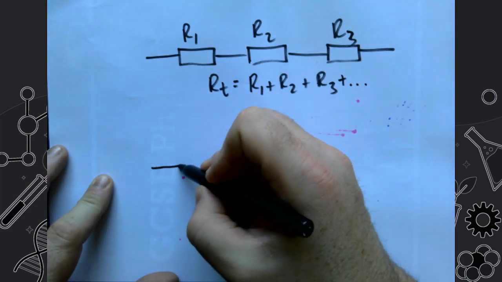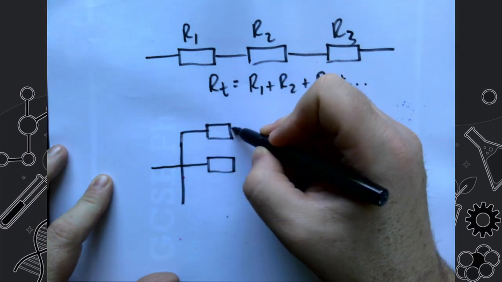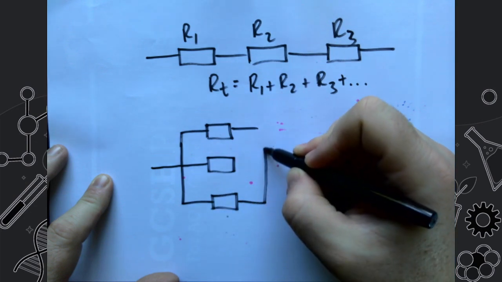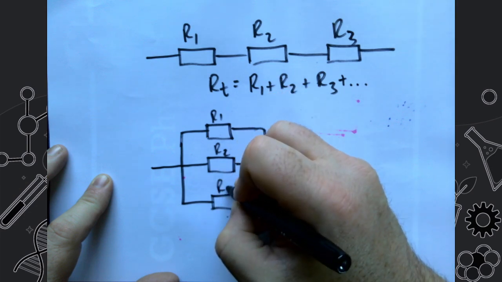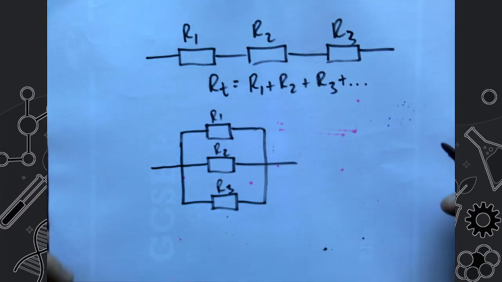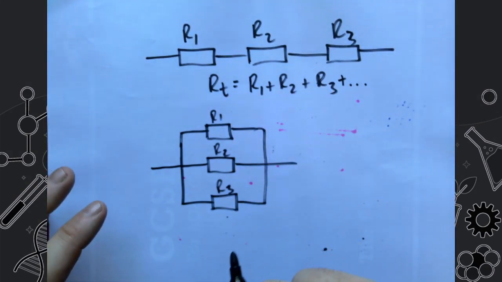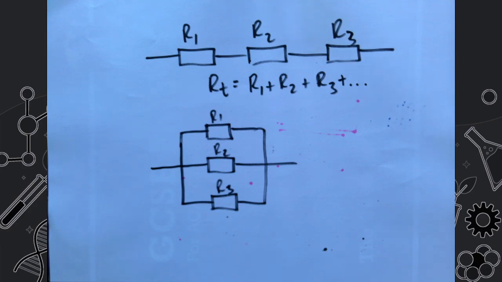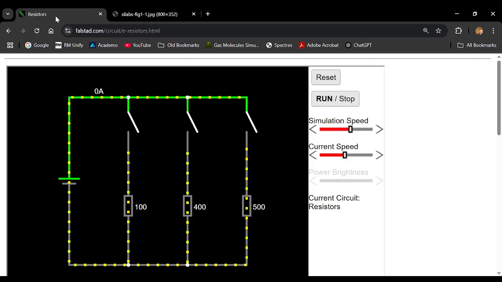Now in parallel, it's a little bit messier. So we could have three resistors, one in the middle, one up here, and one down here. And this is again called R1, R2, R3. Now here, I'm afraid, it's not as simple as this. Okay, and I want to show you in the simulation what I'm talking about. So let's go to the browser, and I want to show you this.